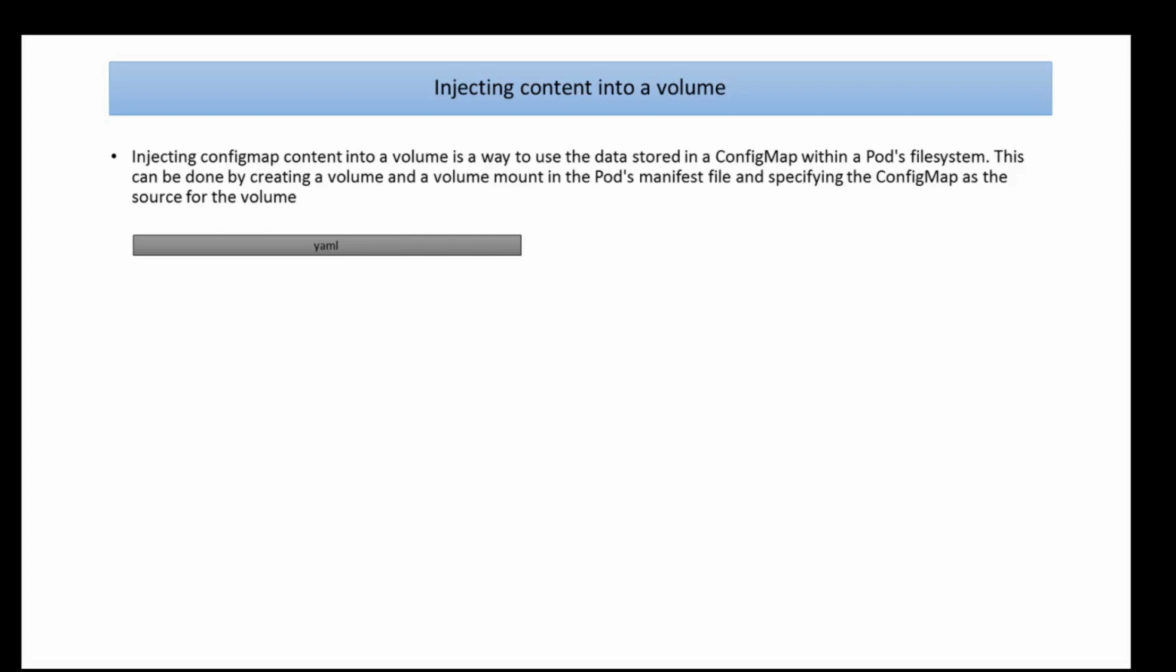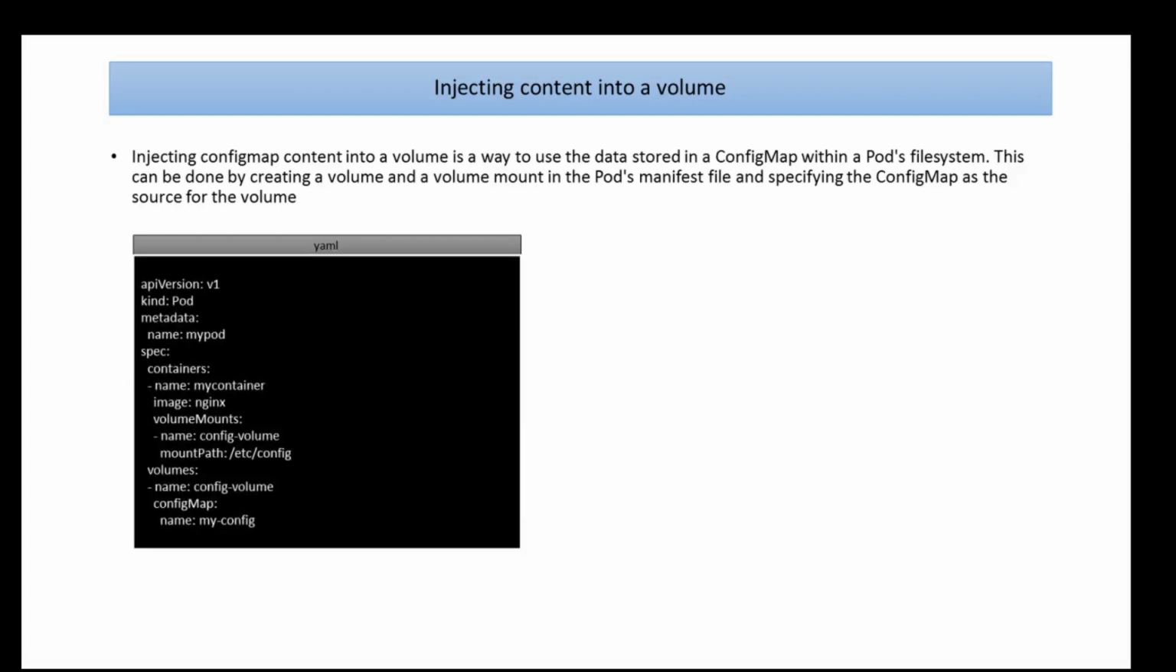Alright, so now that we have seen two examples, now we'll be seeing injecting content into the volumes. Injecting config map content into the volume is the way to use the data stored in the config map within the pod's file system. This can be done by creating a volume and volume mount in the pod's manifest file and specifying the config map as the source for the volume, right? So this is how we need to put it in your deployment file.